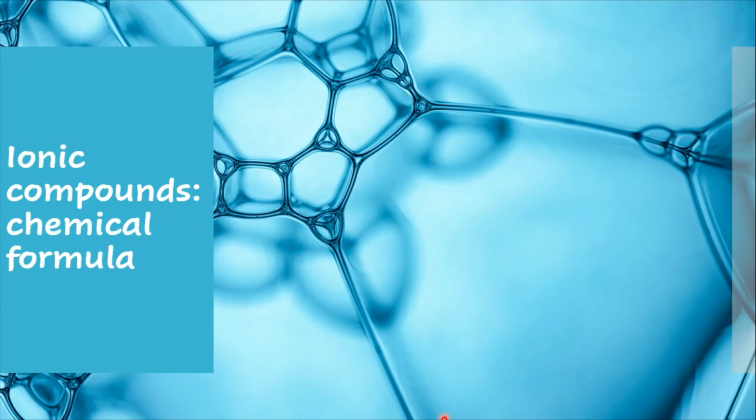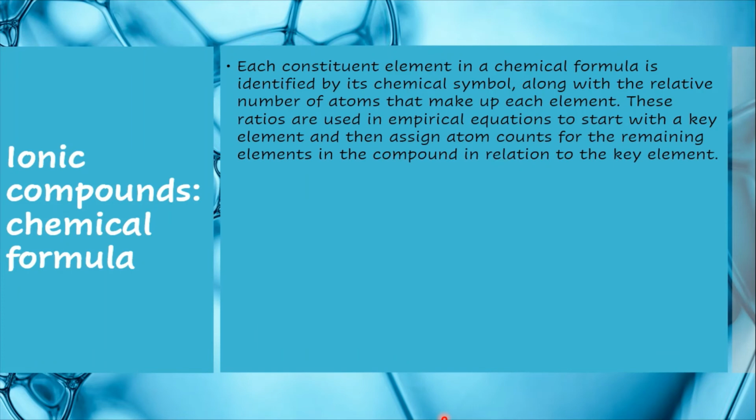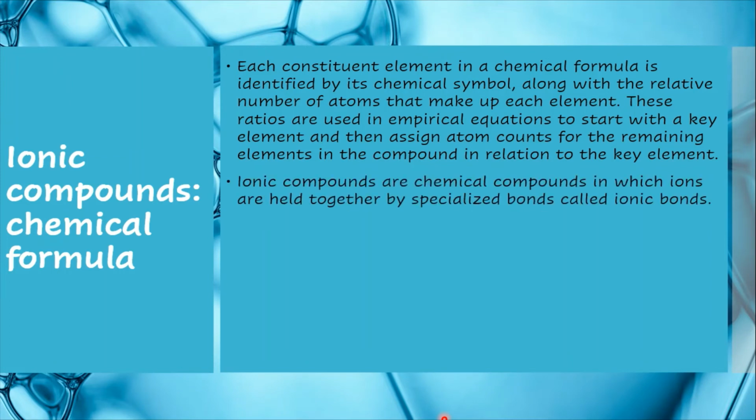Ionic compounds chemical formula. Each constituent element in a chemical formula is identified by its chemical symbol along with the relative number of atoms that make up each element. These ratios are used in empirical equations to start with a key element and then assign atom counts for the remaining elements in the compound in relation to the key element.